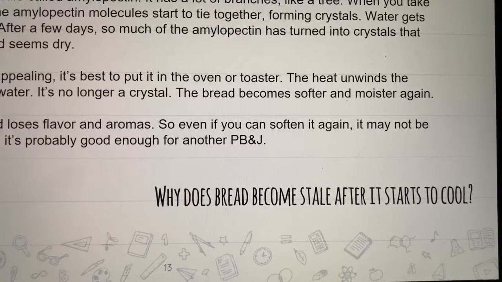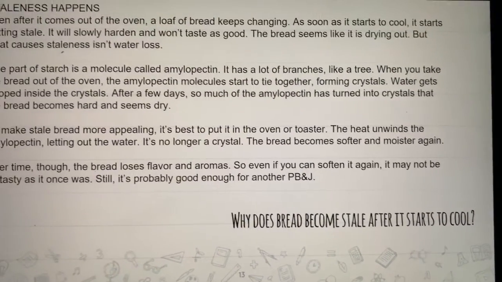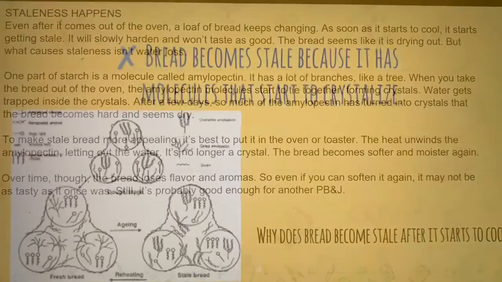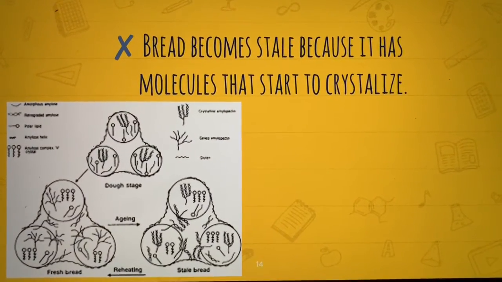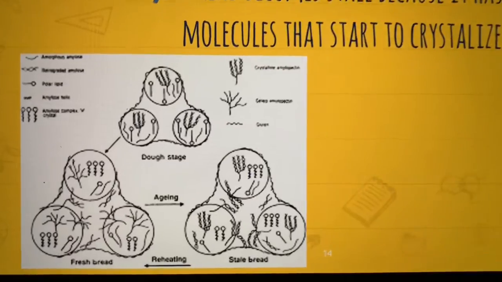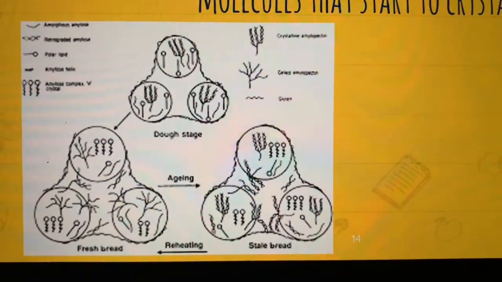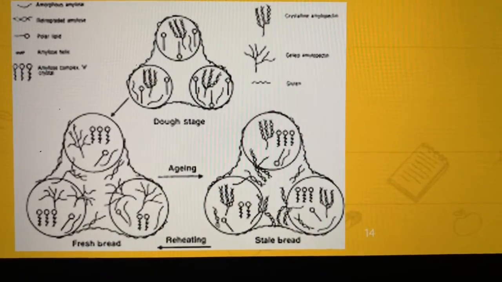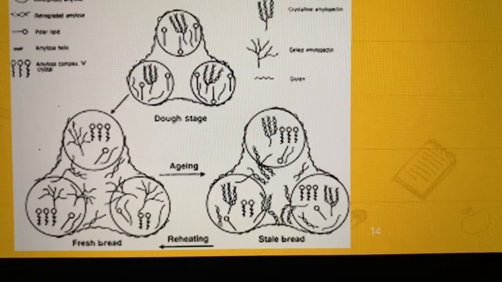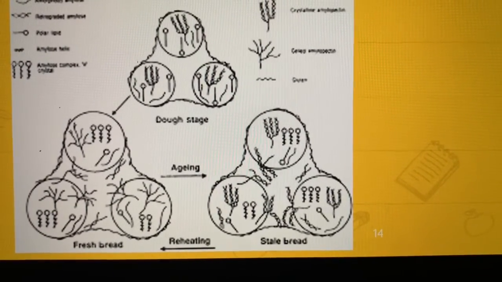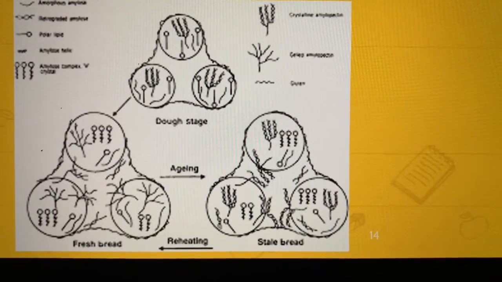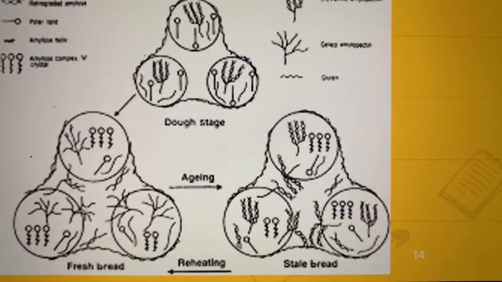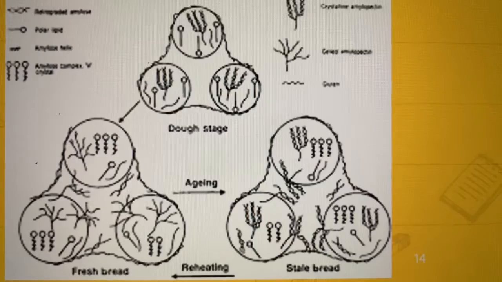So why does bread become stale after it starts to cool? That's an interesting question that was answered in this text. Bread becomes stale because it has molecules that start to crystallize. And it talked about those molecules being like tree branches. And you can see between the fresh bread and the stale bread how they are forming closer together. And so they're crystallizing. And then you see the one arrow about reheating, how you can release that water from those crystal states and then make the bread more fresh again.